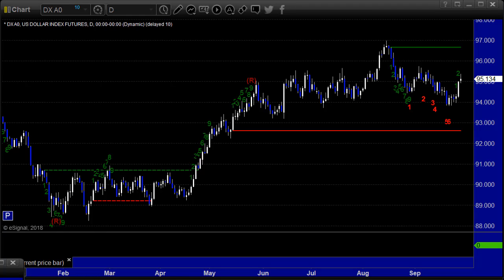Hello, this is the TradeSite Forex Market Preview and International Economic Data Roadmap for the week beginning Sunday the 30th of September, so the end of the third quarter, and ending Friday the 5th of October 2018. Here's a look at the dollar index daily chart, right in the middle of where it's been for months now.